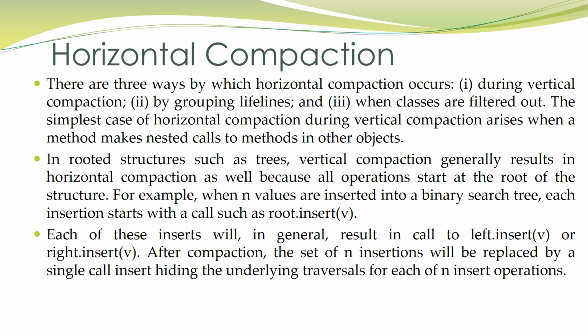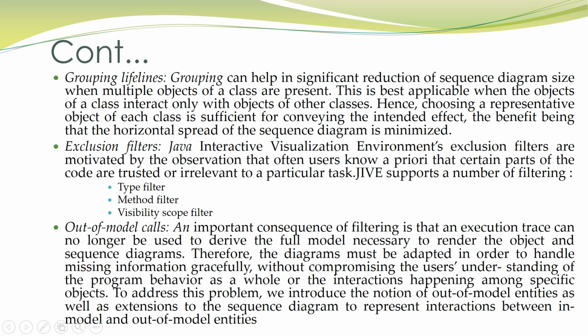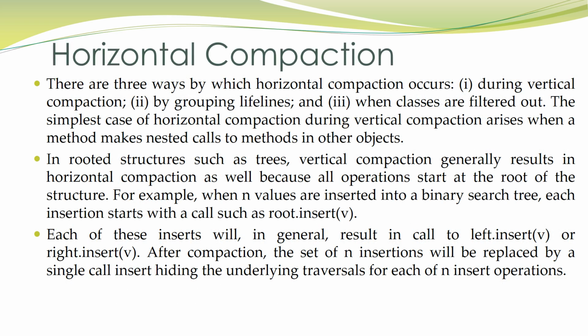In a rooted structure, such as a tree, the vertical compaction generally results in a horizontal compaction as well, because the operation starts at the root of the structure. For example, when n values are inserted into a binary search tree, each insertion starts with a call such as root insert. Each of these inserts will be generally called left to right insertions, or right to left insertions, after compaction.